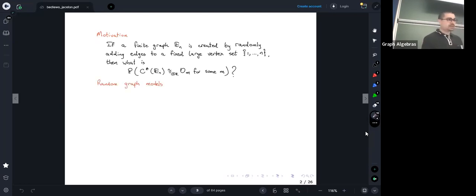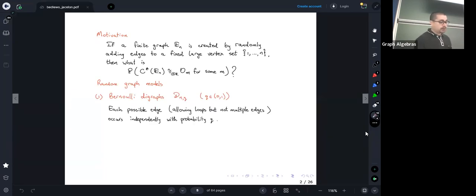First of all, let me tell you exactly what I mean by randomly adding edges. We're going to use 3 models of doing this random graph construction. The first is what I'll call the Bernoulli digraph model, depending upon some probability Q between 0 and 1. They're constructed like this: for each ordered pair of vertices, you toss a coin, possibly a biased coin. Heads, you draw an edge. Tails, you don't. That's all I mean by this.